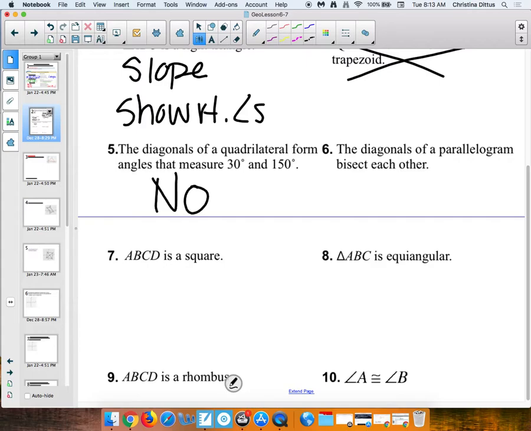If the diagonals of a parallelogram bisect each other, what does it mean to bisect? Cut in half. So half, is that a distance, midpoint, or slope? A midpoint. This is really the only place that you are going to use midpoint.